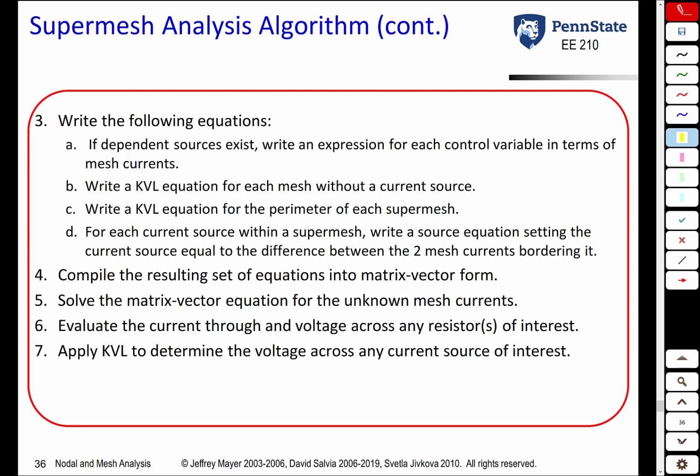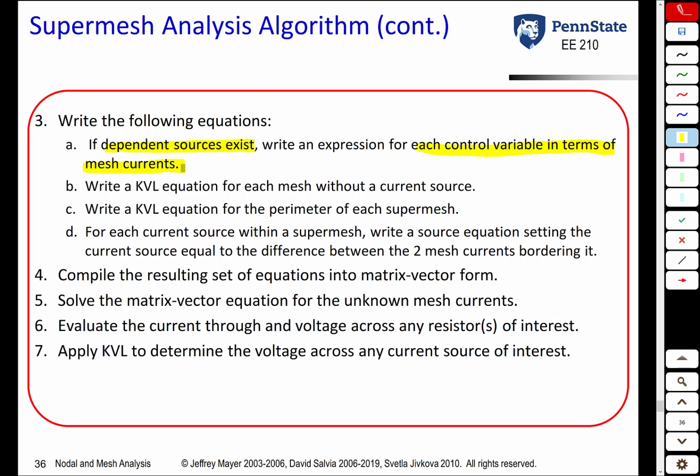Once you define your variables, you now write your equations. So the first thing you do, if you have any dependent sources, whether it's a dependent voltage source or a dependent current source, basically express each control variable in terms of the mesh currents. In other words, you do not want to be introducing additional variables into your equations. So if you have a controlling voltage or a controlling current, re-express those in terms of the mesh current variables that we established in step 2.